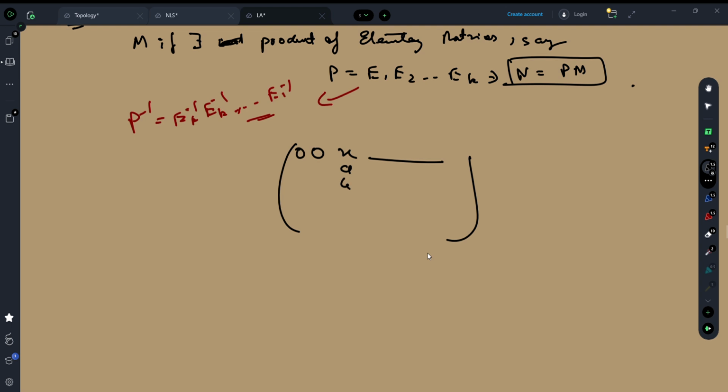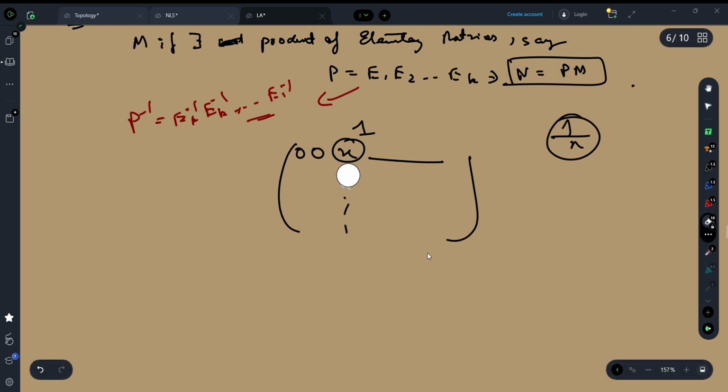I'm trying to say is that suppose the first row comes out to be 0, 0, x, and so on. Suppose you have here A, B, and so on. What we try to do is that we try to make this one. How to make this one? We will divide the first column by x, I mean multiply it by 1 by x. This isn't possible, right?